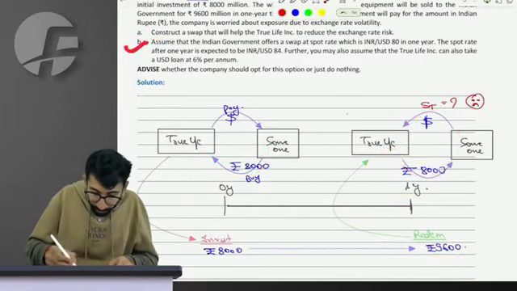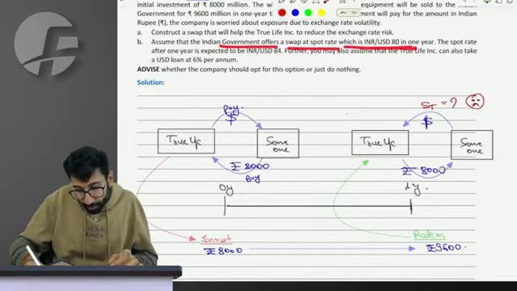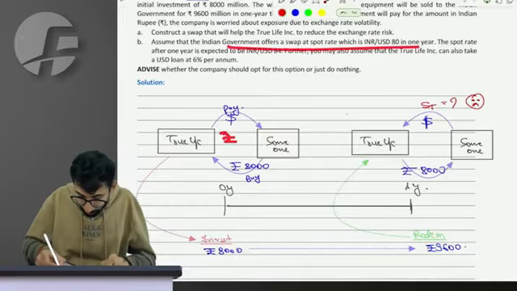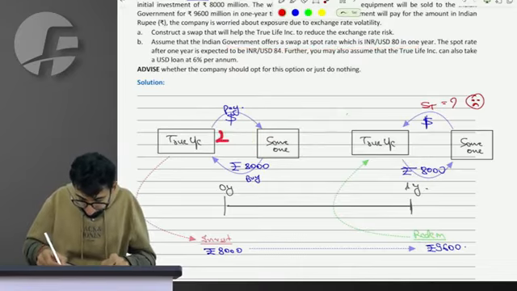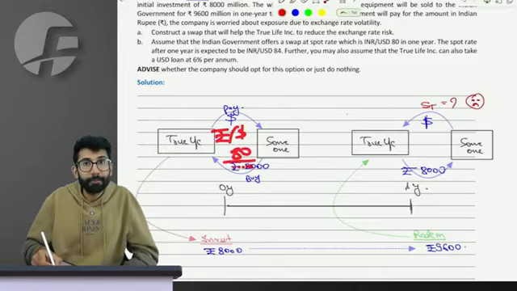The second part: assume the Indian government offers a swap at a spot rate, which is rupee per $80, in 1 year. Sir, today the spot rate is rupee per $80.